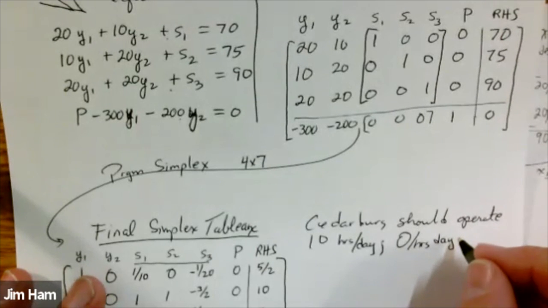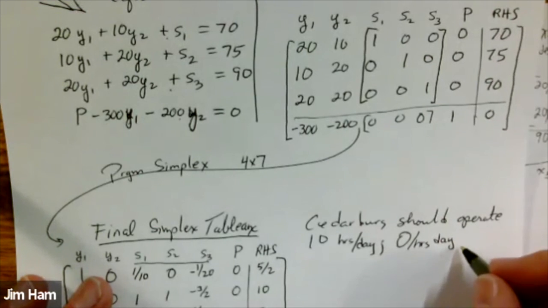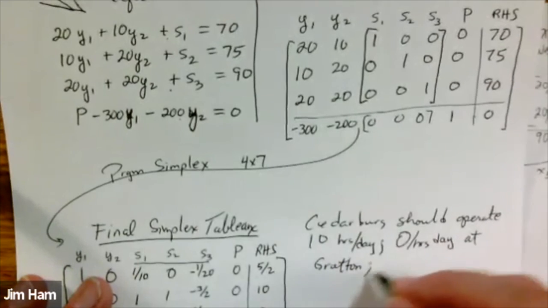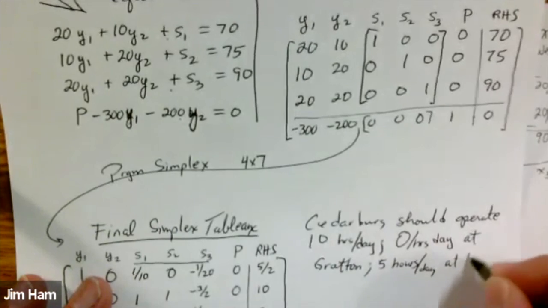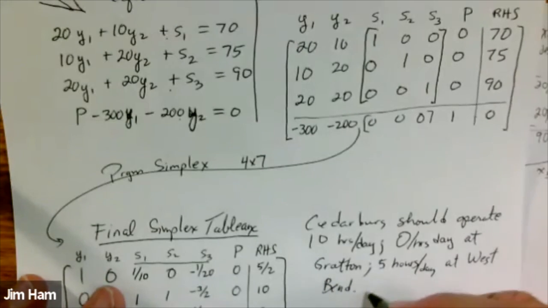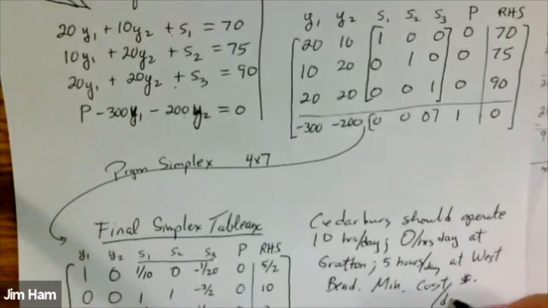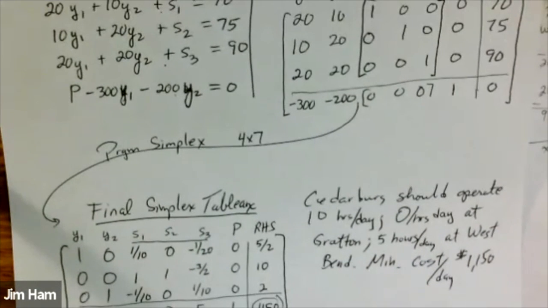Do you want to know why plants get shut down? Linear programming problems. 0 hours at Grafton. And 5 hours per day at West Bend. If they change their hours in this way, the minimum cost per day would be $1,150. So we're linking this problem back to our word problem and writing that final sentence.